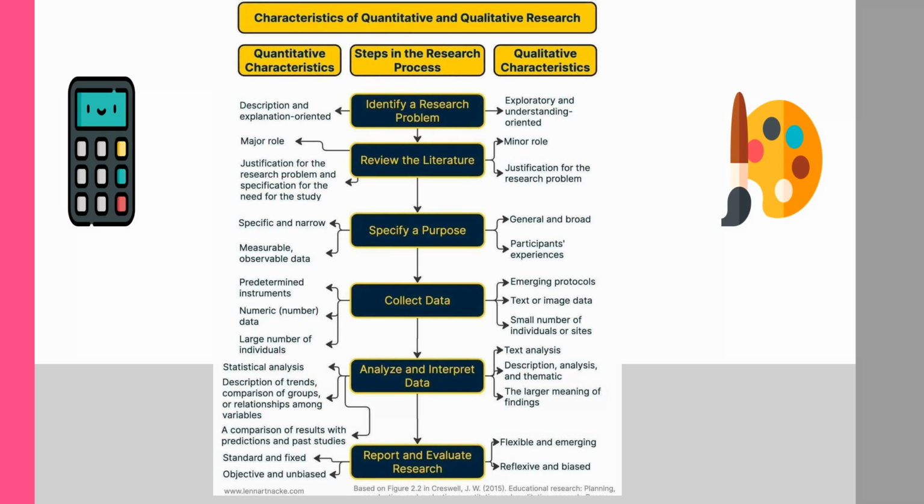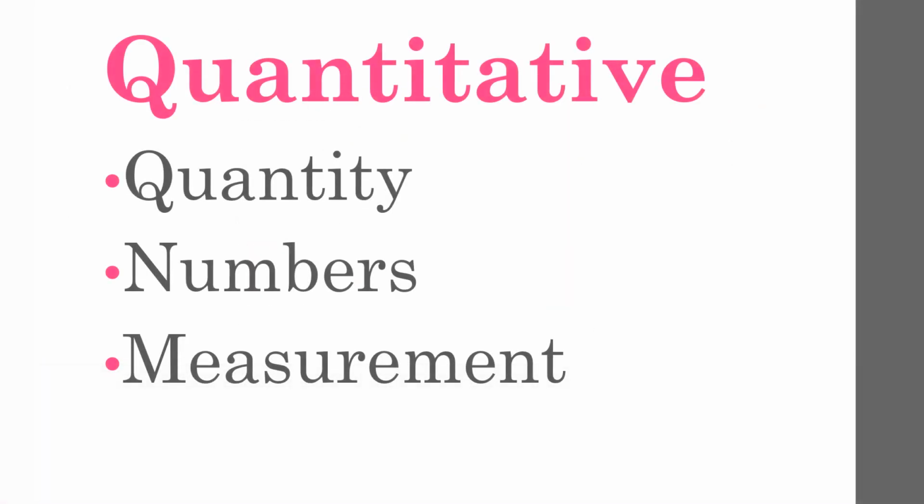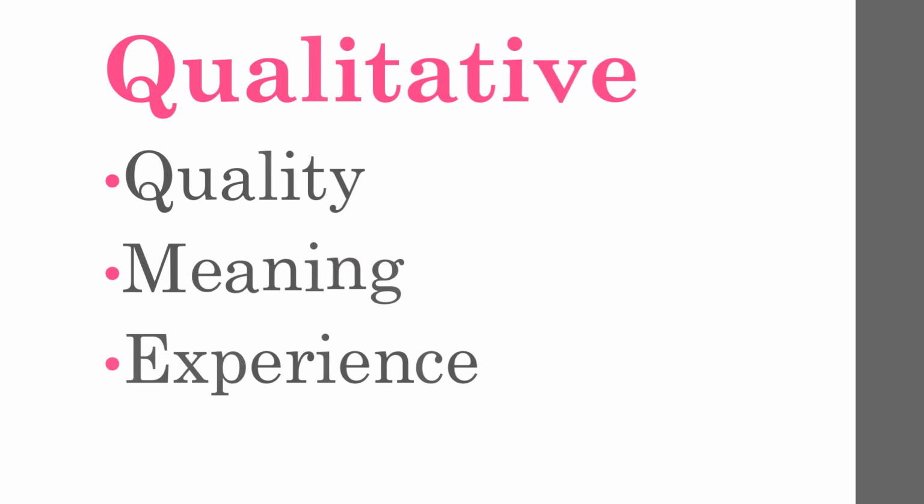So this is the roadmap of everything we're going to talk about in this video. On the left side, you can see the quantitative characteristics, and on the right side is the qualitative research. Quantitative research is all about quantity, numbers, measurement. So when we talk about quantitative, it should be focused on quantity, all about numbers and more on measurements. And qualitative research is all about quality, meaning, and experience.